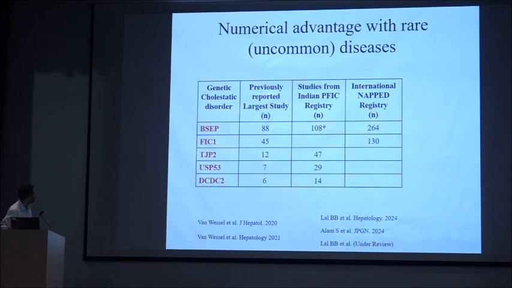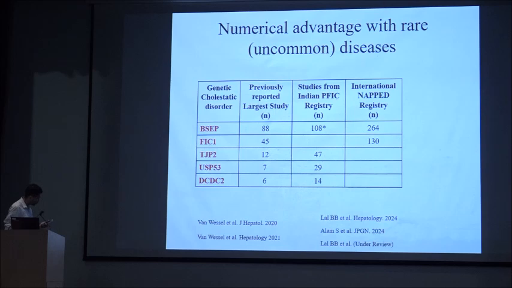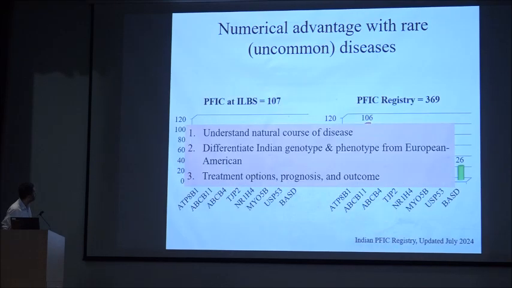So, what lessons have we learned from pediatric registries that can show that an adult registry is important? I think time is short, but I'll quickly go. One is the numerical advantage that you get if you have a registry, and once you have the numerical advantage, you can understand better the natural course of the disease. You can differentiate Indian genotype and phenotype from European and American patients, and you can explore the treatment options, prognosis, and outcome.